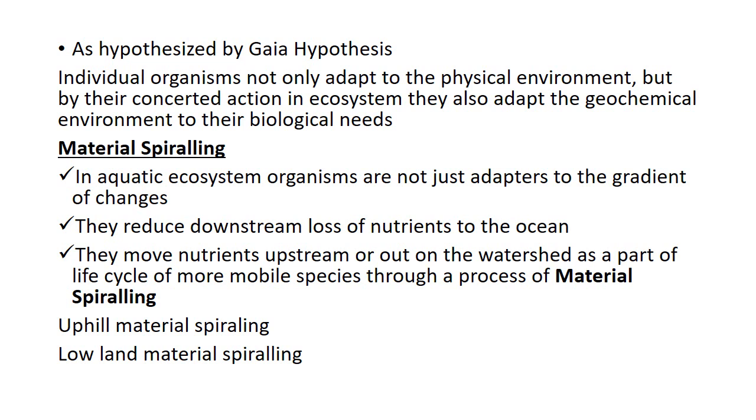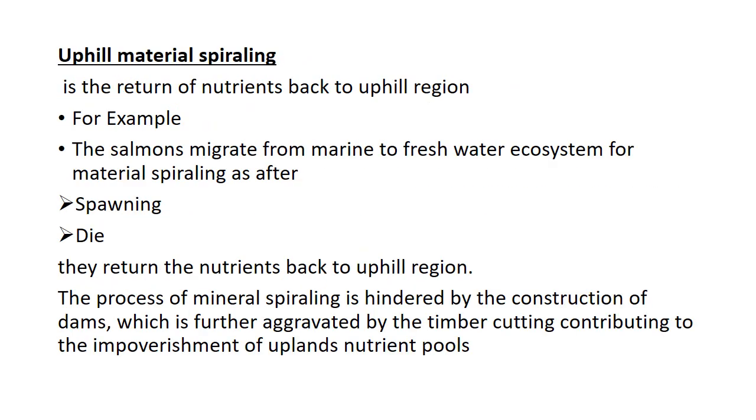The guano deposits, as we had discussed in the phosphate cycle, are an example of uphill material spiraling, where phosphorus is taken from the sea and it is again settled on the islands or lands. Uphill material spiraling is the return of nutrients back to the uphill region. For example, salmon migrate from marine to freshwater ecosystems for material spiraling, as after spawning and their death, they return the nutrients back to the uphill region.